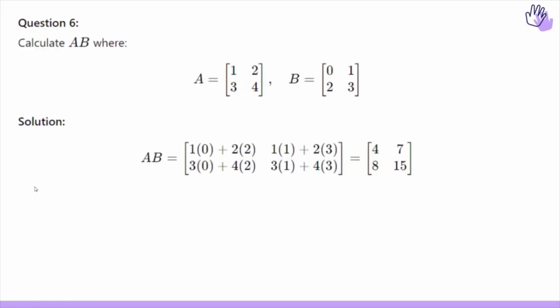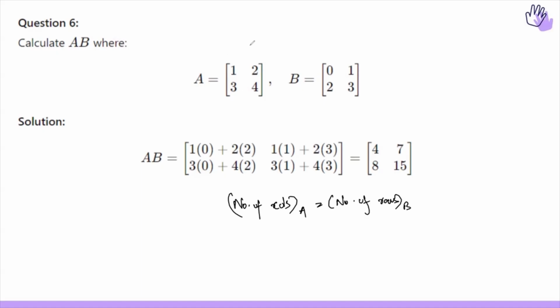Coming to the next question. Calculate AB. So AB in the sense the product of two matrices AB. So we have A matrix, we have B matrix, and they're asking us to find the product of these two matrices. So how do you find the product of two matrices? Again, the required condition for the product to happen is that the number of columns in A should be equal to the number of rows in B. Only if that is the case, you can actually multiply two matrices. If not, you'll not be able to multiply two matrices.